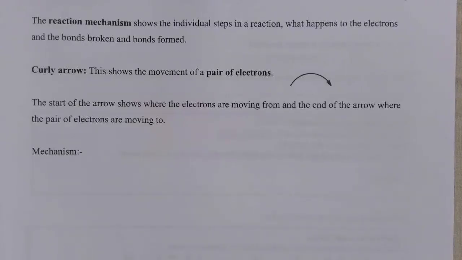So a mechanism shows the individual steps in the reaction. It shows what's actually happening, how bonds are being broken, how bonds are being formed. And we use what we call curly arrows to show the movement of a pair of electrons. Now it's very important that you use these carefully. Students often lose marks because they are sloppy with their use of these curly arrows.